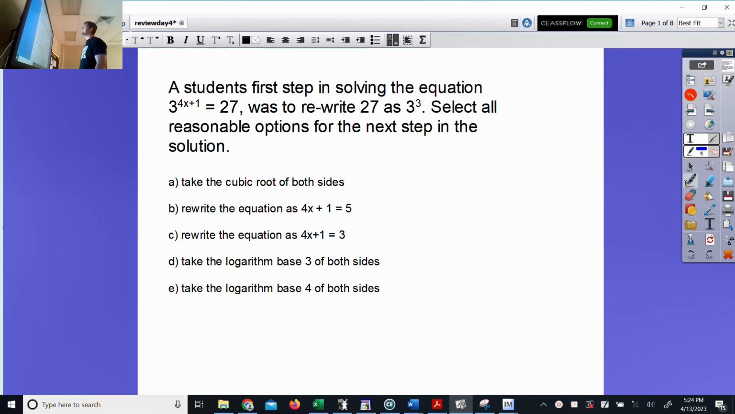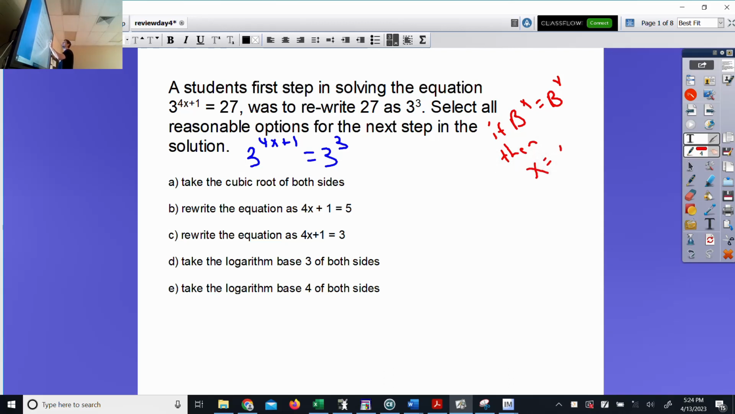Now, a student's first step in solving the equation 3 to the 4x plus 1 equals 27 was to rewrite 27 as 3 cubed. If you're not writing that line down, you're not trying. Now, somewhere along the line, somebody showed you this property. It said if b to the x equals b to the y, then x is y.